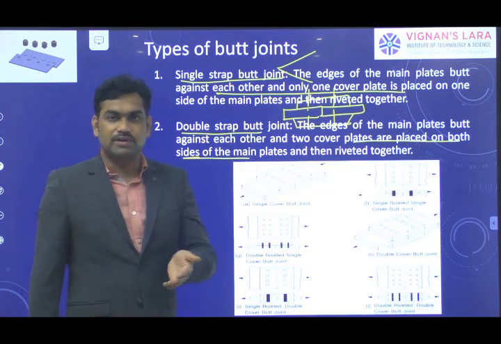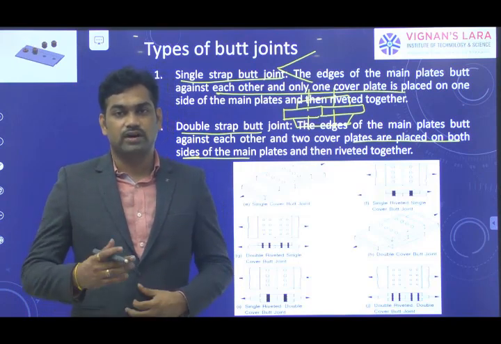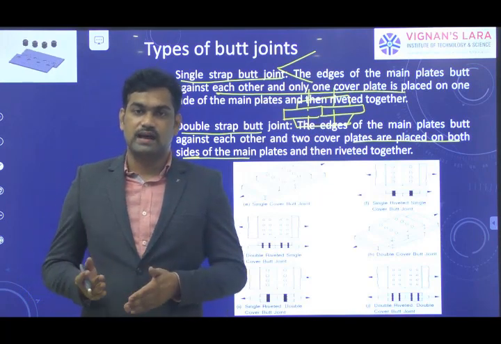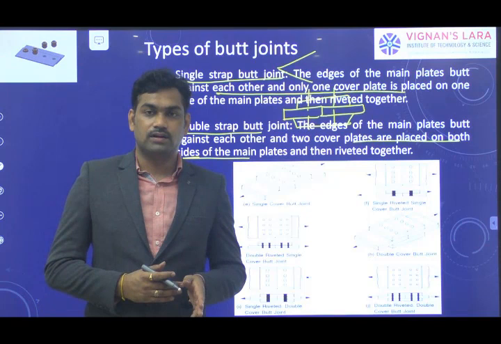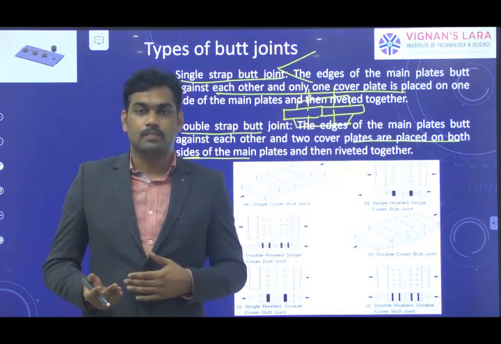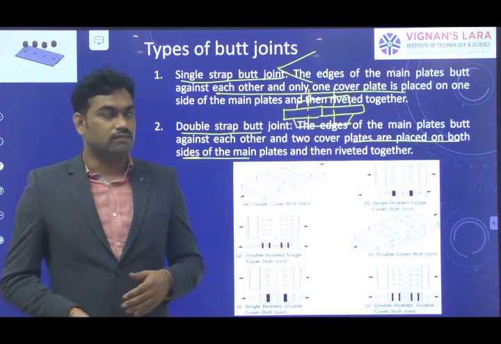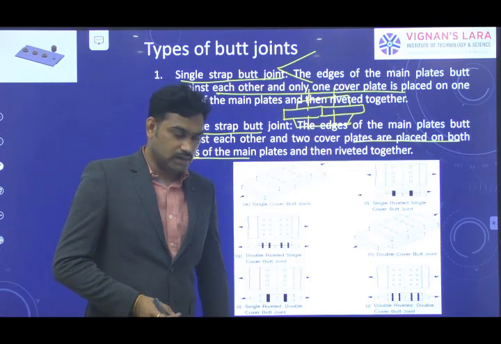Again, based upon the number of rows of rivets present in that particular joint, we can classify those joints: single strap single row, single strap double row, double strap single row, and double strap double riveted. Likewise, we can classify the butt type of joints. Clear?